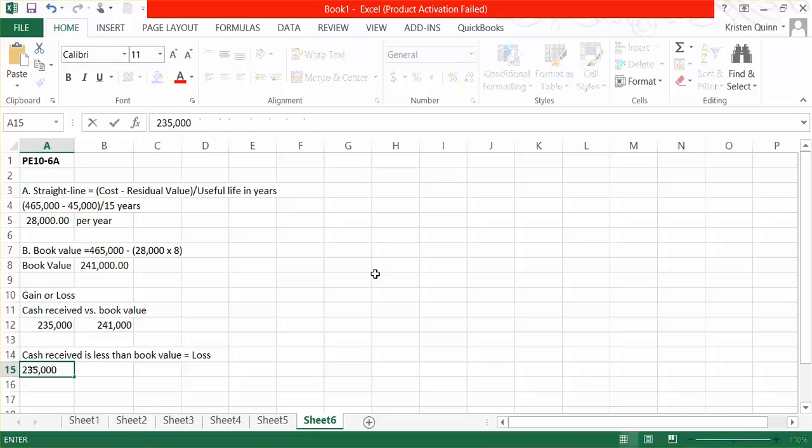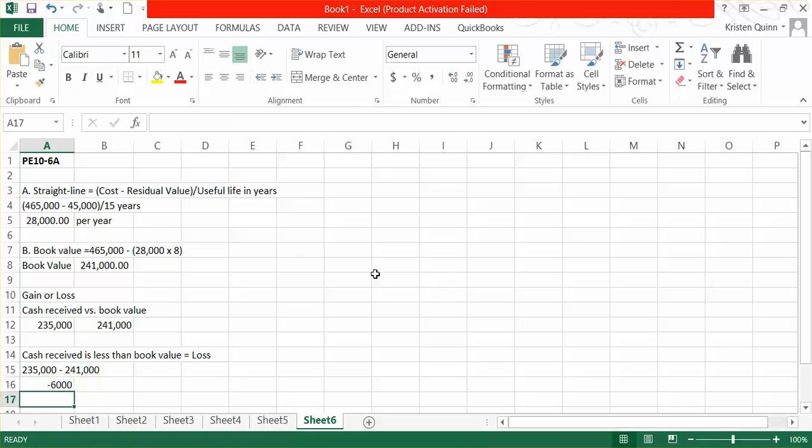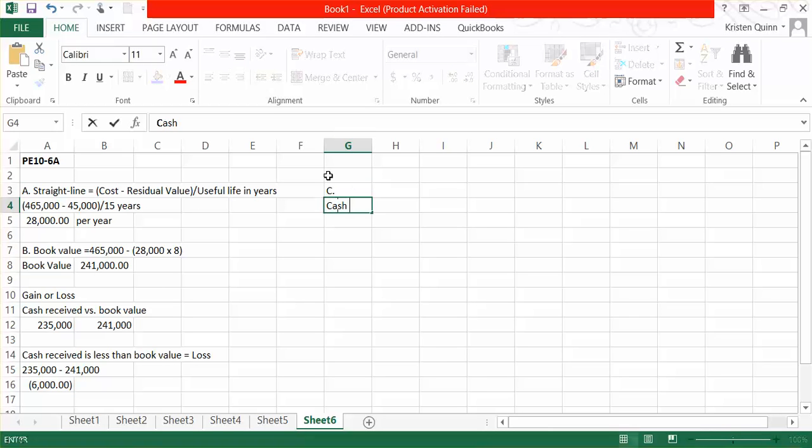Finally, in Part C, we need to do our journal entry for this sale. The first thing that we're going to record is the cash that we received. Cash is an asset, so we know that our cash increases with a debit. So we are receiving $235,000 in cash. We need to eliminate the asset as well as the accumulated depreciation that's associated with our asset.